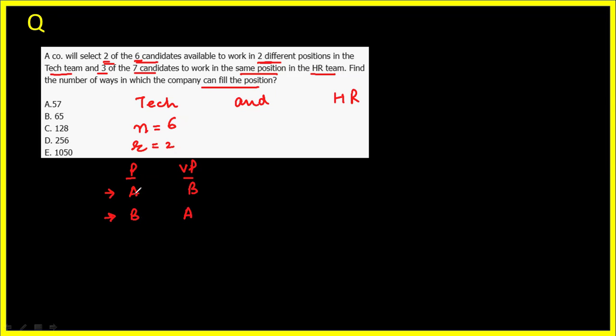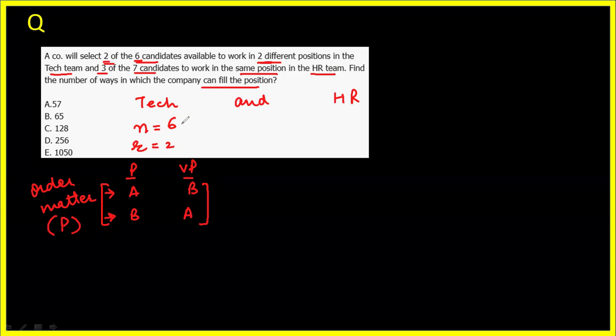No. In the first case, A is the president and B is the vice president, whereas in the second case, B is the president and A is the vice president. Same two candidates, AB is not the same as BA. That means order matters. And if order matters, it's a question on permutation. That's fundamental for permutation.